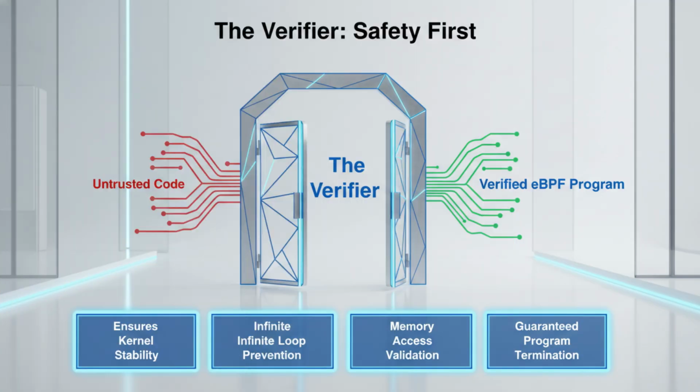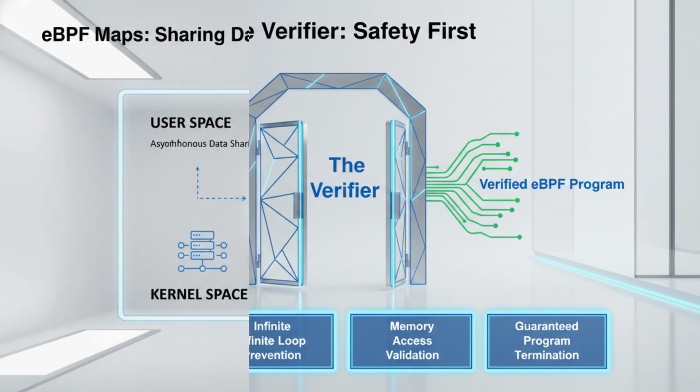You might be wondering, isn't running custom code in the kernel dangerous? Could a bug crash the whole server? The eBPF verifier is the gatekeeper that prevents this. Before any program is loaded, the verifier analyzes the code to ensure it won't crash the system, doesn't have infinite loops, and only accesses authorized memory. It guarantees that the program will terminate and won't compromise the stability of your production environment. For an entrepreneur, this means you get the power of kernel-level access with the safety of a sandbox.